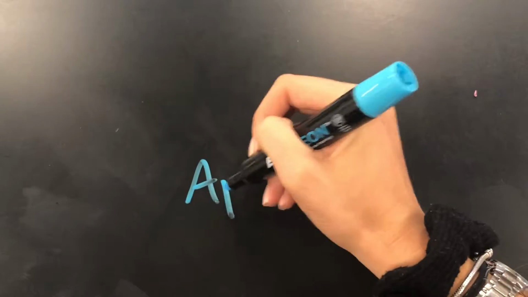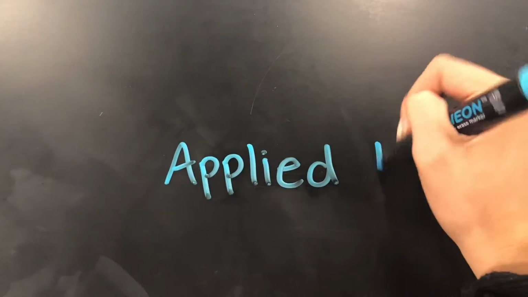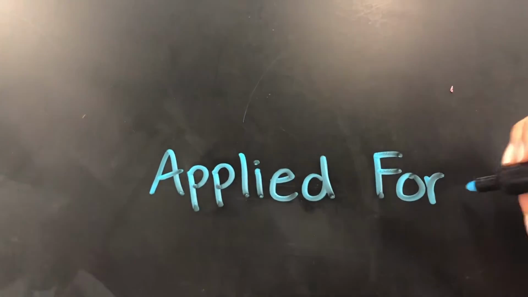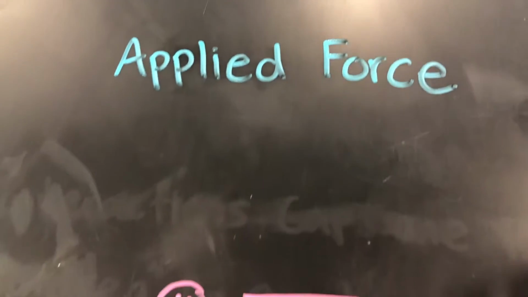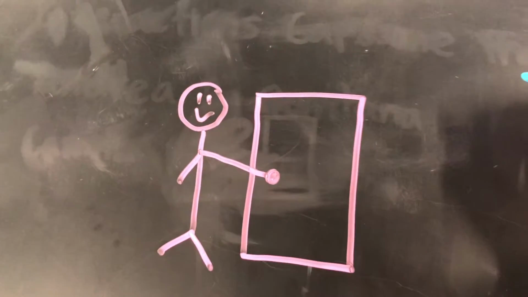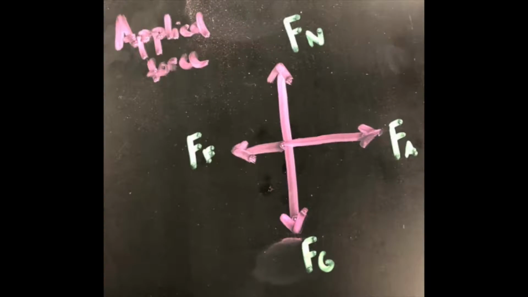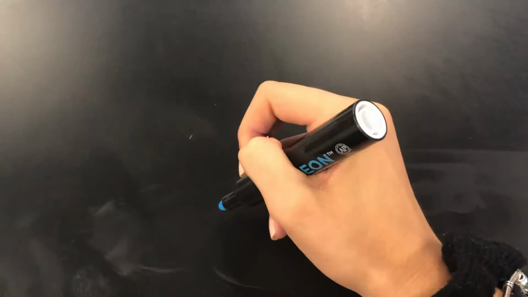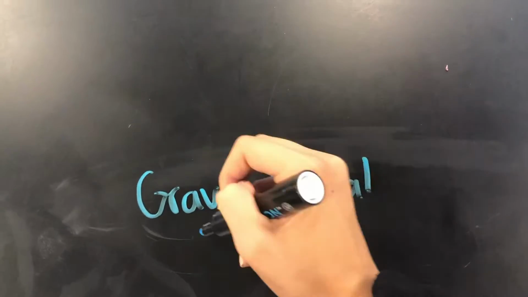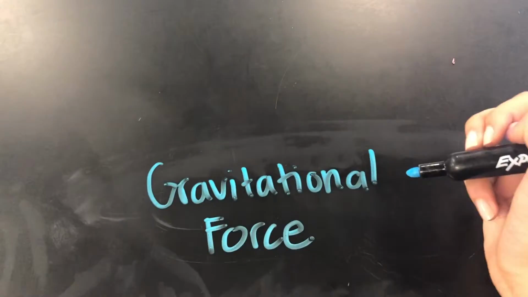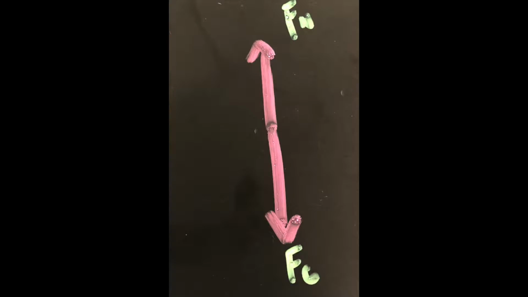To start off, we're going to introduce the different forces known to physics. Applied force is a push or a pull on one object by another that is touching it. An example would be when a person pulls on the door. Gravitational force is an attractive force that exists between all objects that have mass. An example would be when an apple sits on a desk.